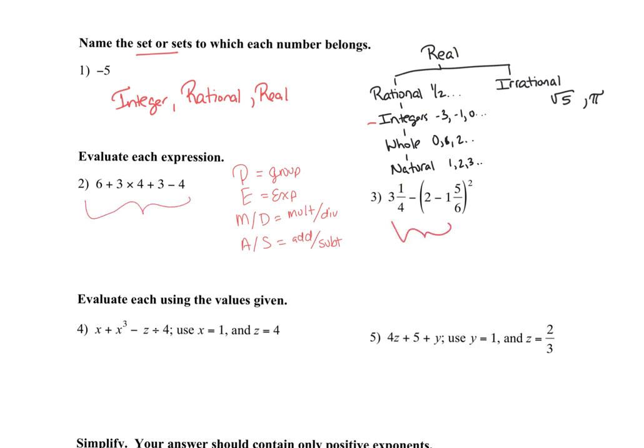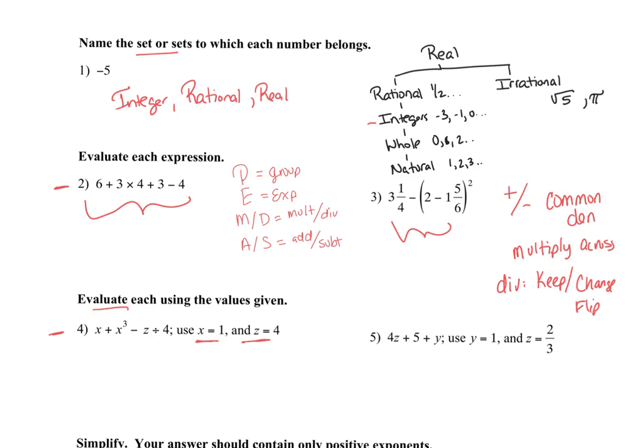For fractions, remember for adding and subtracting, you need a common denominator. For multiplication, you just multiply across. And for division, you're going to keep, change, and flip. And so you will use order of operations for something like 2 and 3, as well as 4 and 5. Evaluate just means plug these numbers in and then use your order of operations.